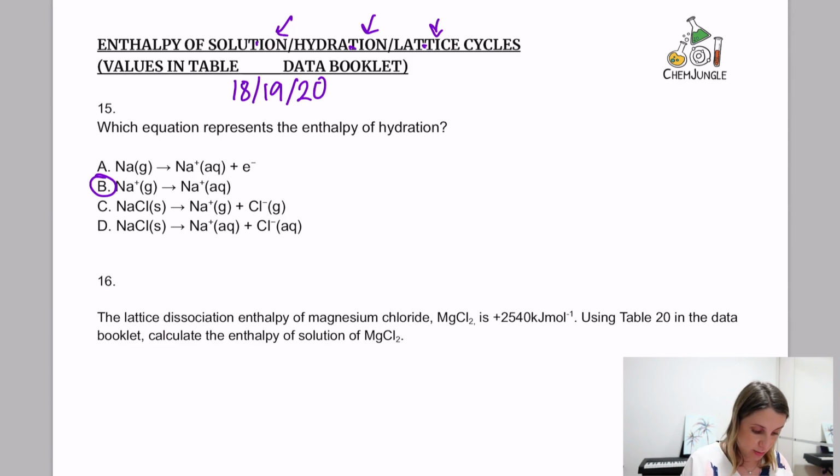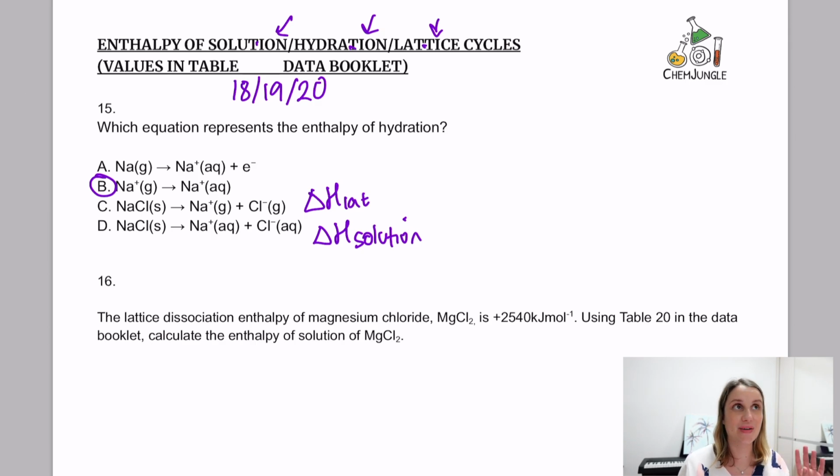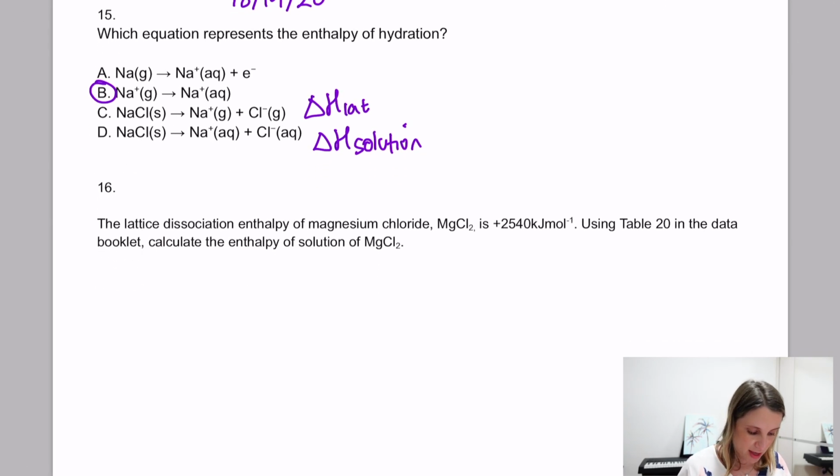So C, this one here, going from a solid ionic compound into gaseous ions, this is the delta H lattice, which we saw actually in our Born-Haber cycle in the previous page. And then D, you've got a delta H solution, where you're going from the ionic compound and you're dissolving it in the maximum amount of aqueous solution to make Na plus and Cl minus. Check out these definitions in a bit more detail if you are not sure.